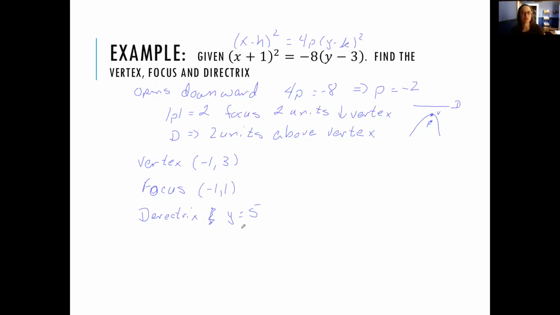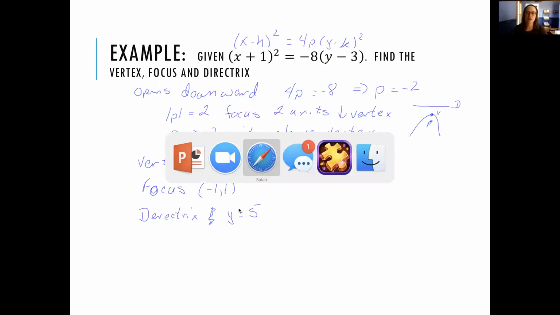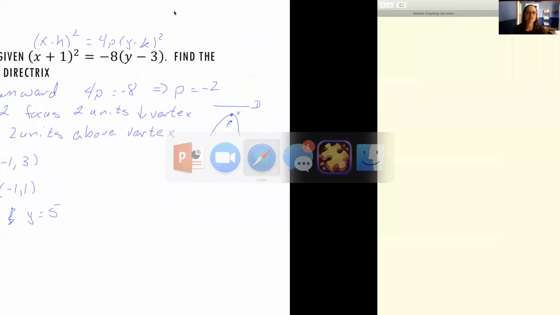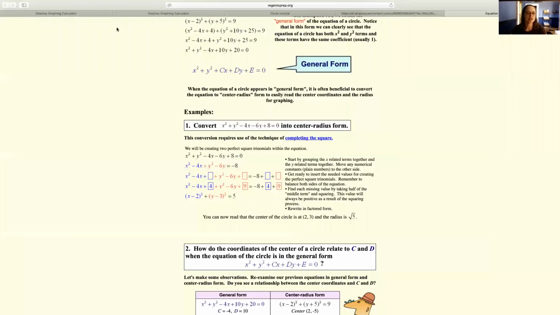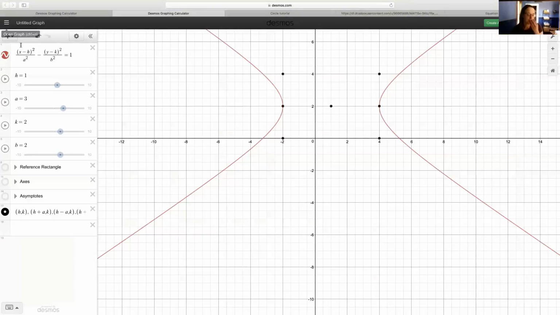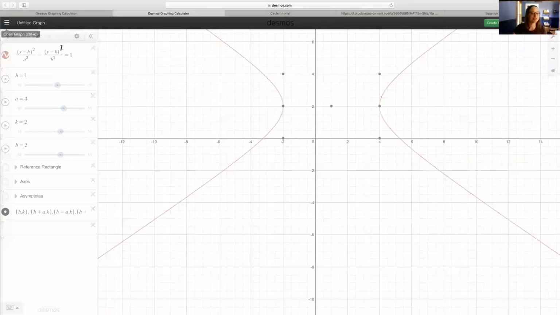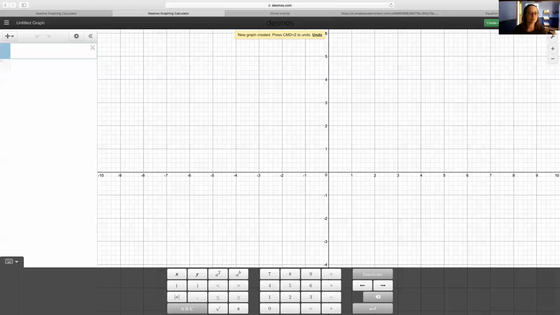Now we can check our work on Desmos. So let's take a look here. Let's go ahead and graph our equation as it's given to us. So that's x plus 1 squared equals -8 times y minus 3.